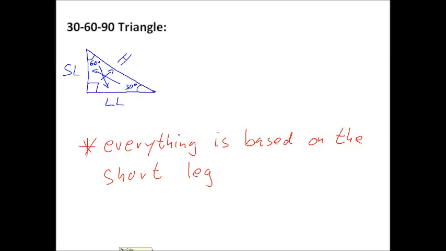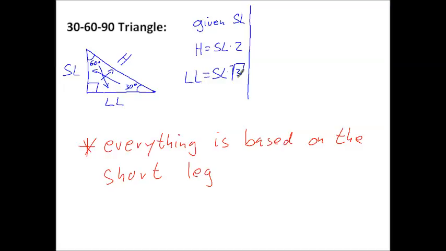Let's look at our formulas. If we are given the short leg, and I'm going to leave some room for some more formulas that are to come, then our formulas are: the hypotenuse is equal to the short leg times 2, and the long leg is equal to the short leg times the square root of 3. Now those numbers don't come out of thin air.